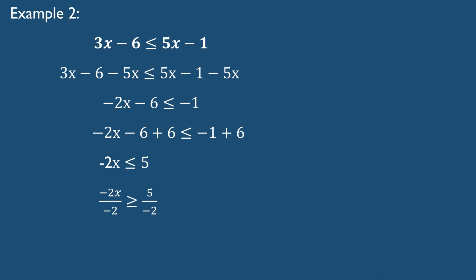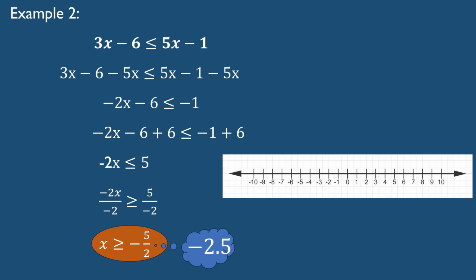We will divide by minus 2 to get x. Therefore, it will become x is greater than or equal to minus 5 over 2. That is minus 2.5. Here we divide by a negative value, so the inequality sign changes. In the number line, we can mark minus 2.5 mid between minus 2 and minus 3. Then draw a closed circle as it has both inequality and equal signs. Then mark towards the positive side to show any value greater than minus 2.5.